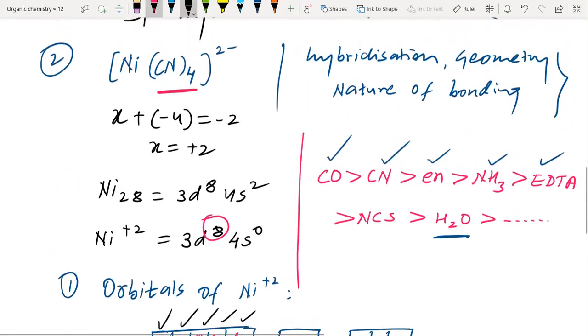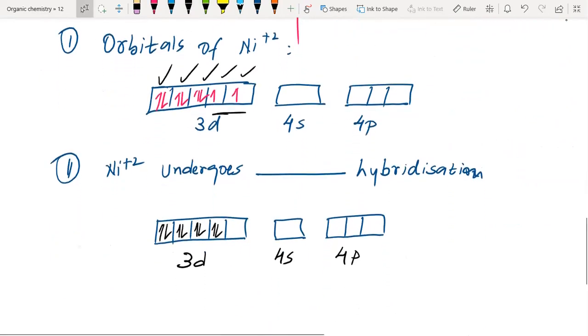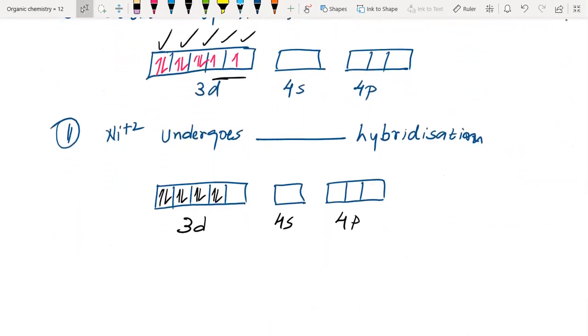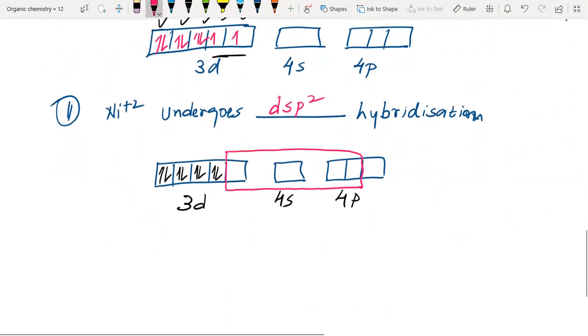As we see here, 4 cyano ligands are there. That means 8 electrons are donated. So for those 8 electrons, we require 4 orbitals. So the 4 orbitals available here are all these, and they are referred to as dsp2. So finally, what we can say is Ni +2 undergoes dsp2 hybridization.